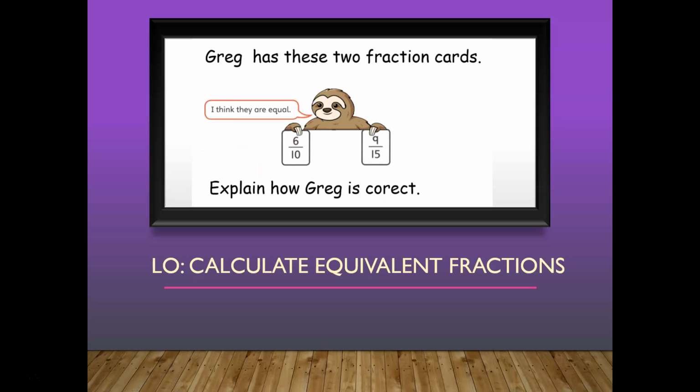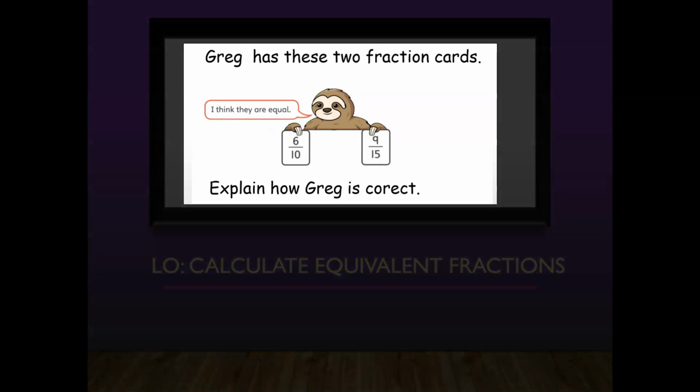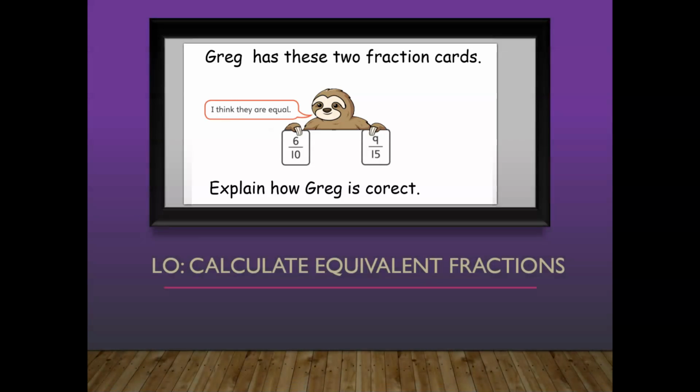That brings us to the end of today's tutorial. Now that you have a much better understanding of how we can calculate equivalent fractions using multiplication and division, why not have a go at helping Greg explain his puzzler? Greg is correct in saying that these two fractions are equivalent, but he doesn't know why. Try to explain it to him by identifying the patterns between the numerators and the denominators.